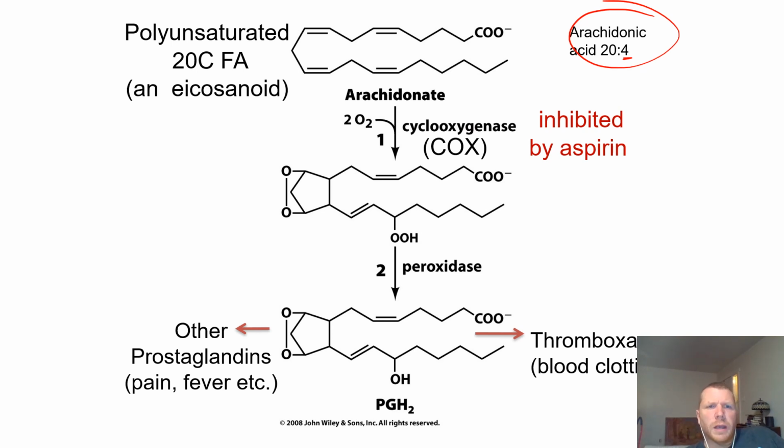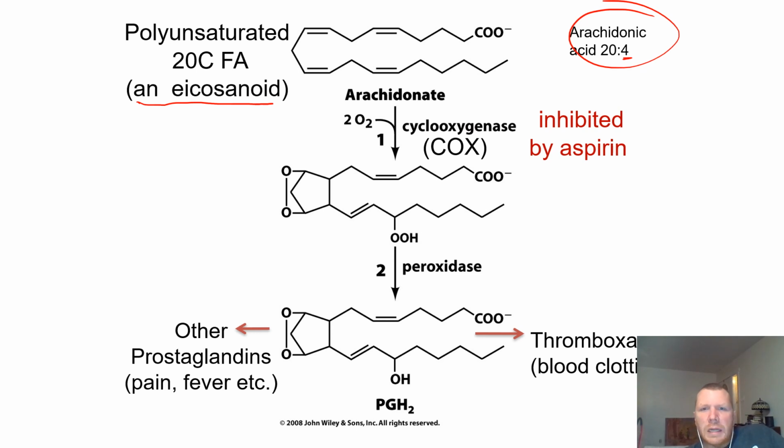So arachidonic acid and eicosanoid, which I believe is derived from Greek because eikos, I think, means 20. Not to make that mistaken with the yogurt, which I think is oikos. I'm not sure. But eicosanoids are 20 carbon long fatty acids. Arachidonic acid is an example of one of those.